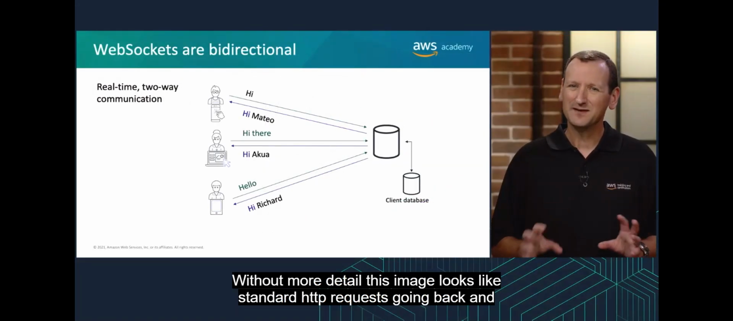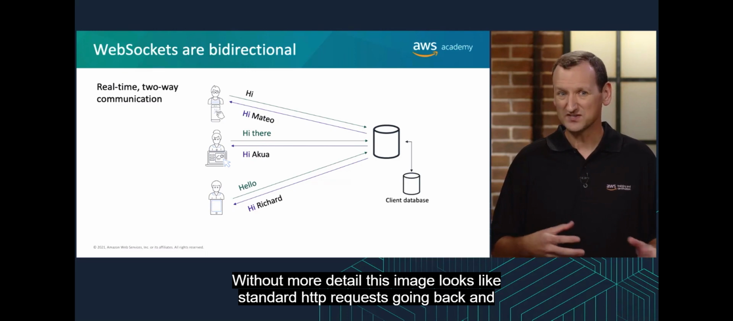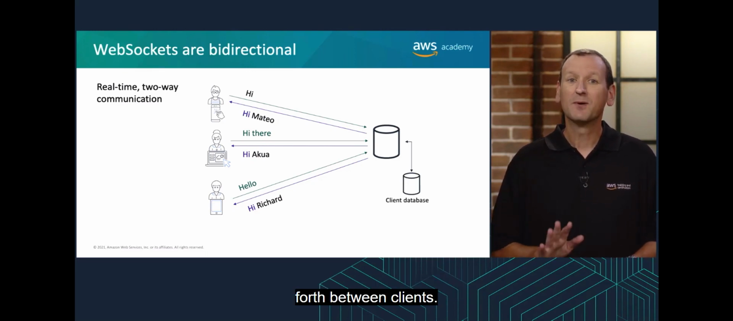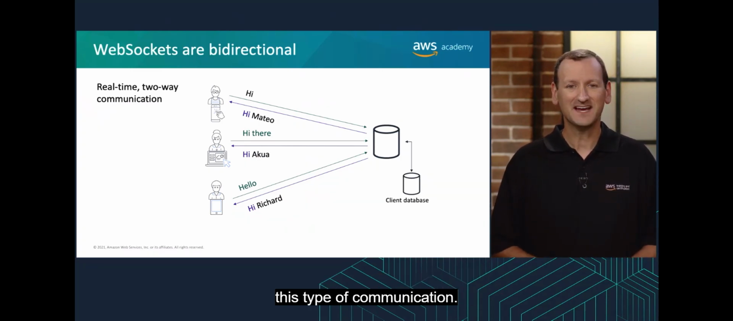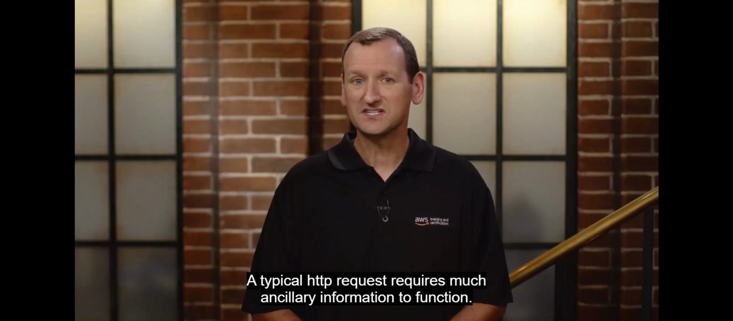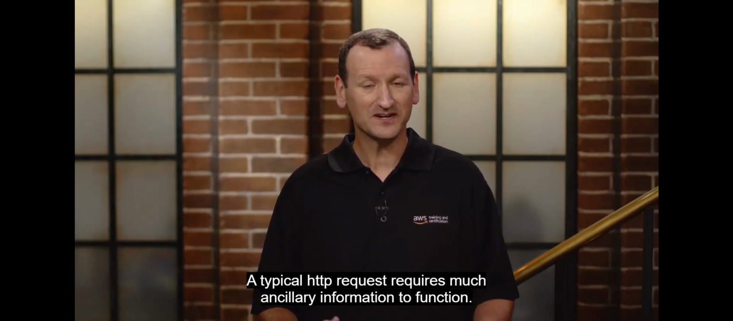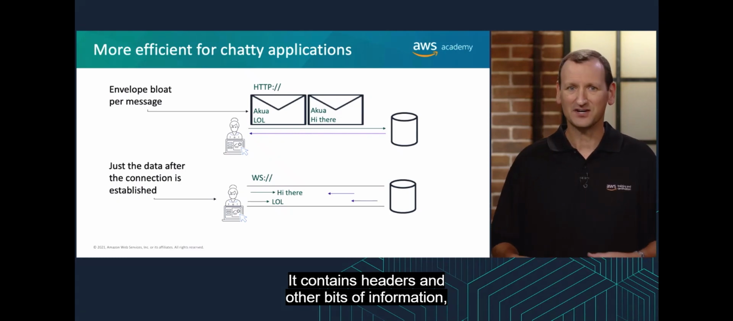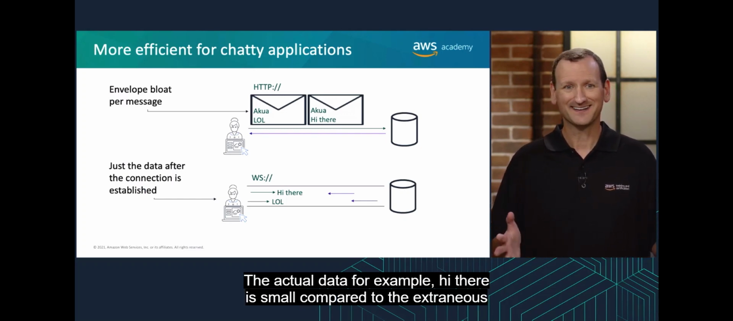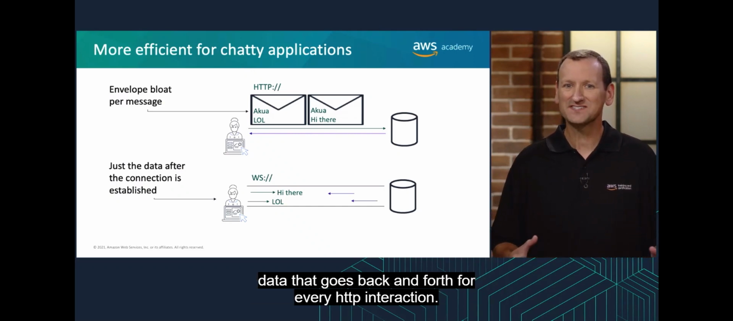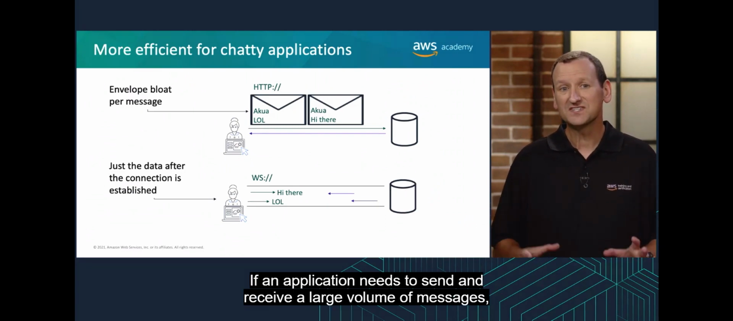Without more detail, this image looks like standard HTTP requests going back and forth between clients. But with a closer look at the requests, you find the benefit of WebSockets for this type of communication. A typical HTTP request requires much ancillary information to function. It contains headers and other bits of information, such as connection bearer tokens for authentication. The actual data, for example, "Hi there," is small compared to the extraneous data that goes back and forth for every HTTP interaction.